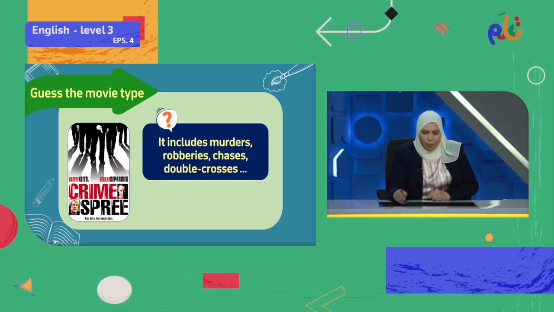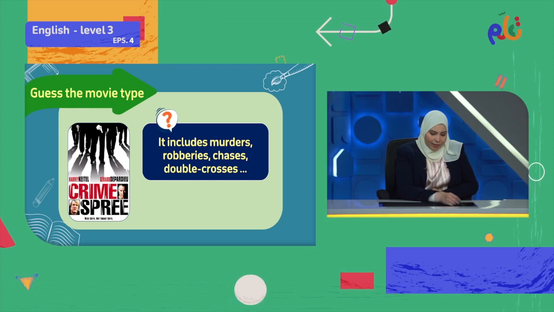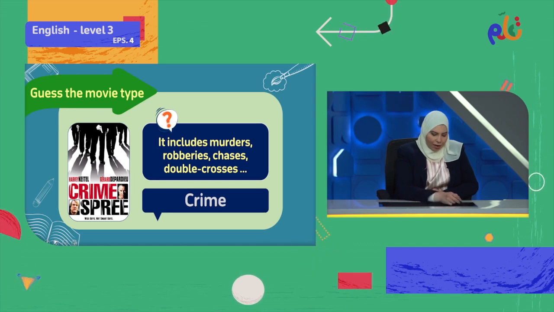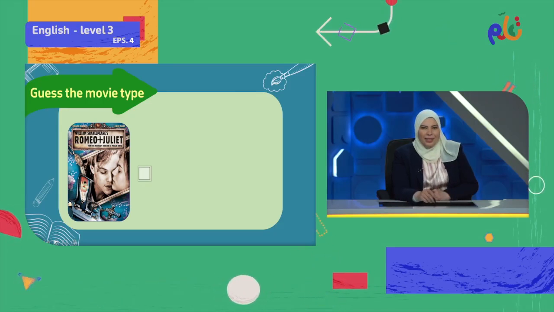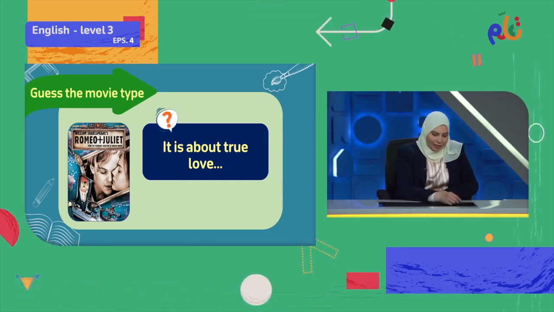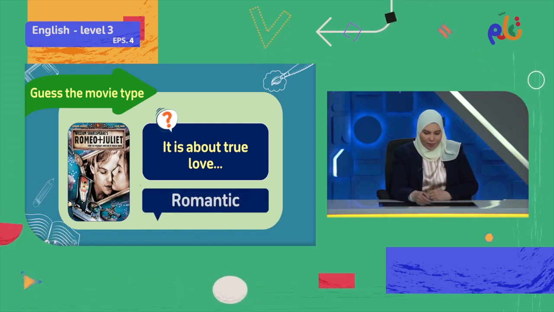So, look at the poster. It includes murder, robbery, chases, and double crosses. What do you think the type of this film is? Yes, exactly. So this is called a crime film. A crime film. Okay, let's look at our next poster. So Romeo and Juliet. The famous Romeo and Juliet story. So let's read the description. It's about true love. So this is basically, yes, romantic. So it's a romantic film.